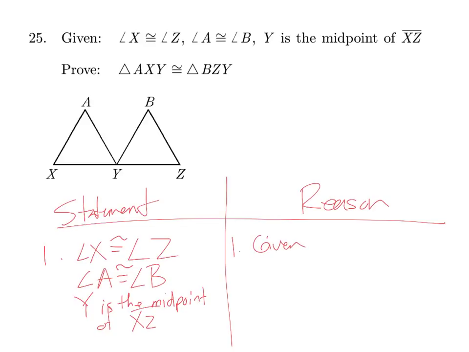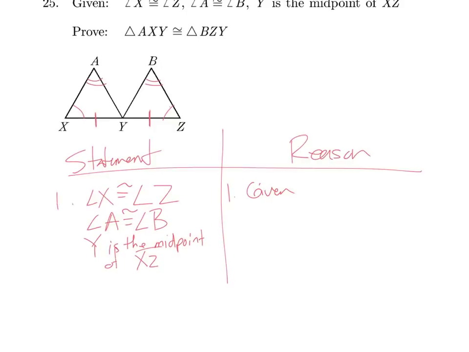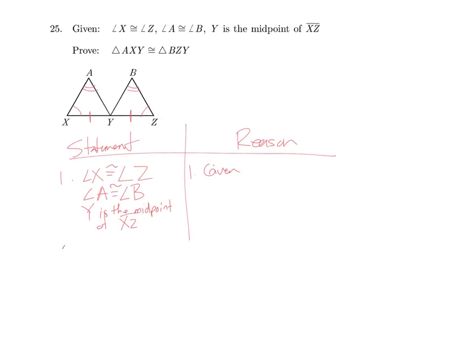And that's given. All right, so I have angle X is congruent to angle Z, angle A is congruent to angle B, and Y is the midpoint of XZ. So here, these are the same. Okay, so then I have 2. All right, what can I extract? I could say XY is congruent to YZ. That's just by definition a midpoint.